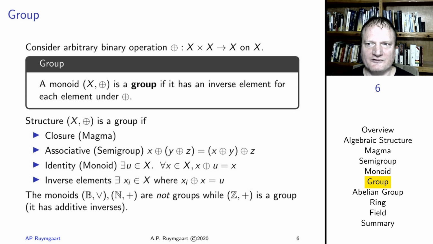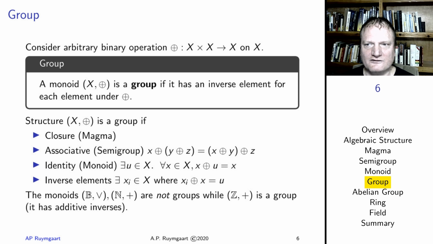Now, the operation must also have identity element u, such that for all elements x in the set X, x ⊕ u equals x. But we now have a fourth requirement to make this a group, and that's inverse elements. So we must have elements xⁱ for all elements x, such that xⁱ ⊕ x equals u. So here we're showing the left inverse. Typically we have a left and a right inverse, so that x ⊕ xⁱ equals our identity element u as well, and this is for all elements in X.